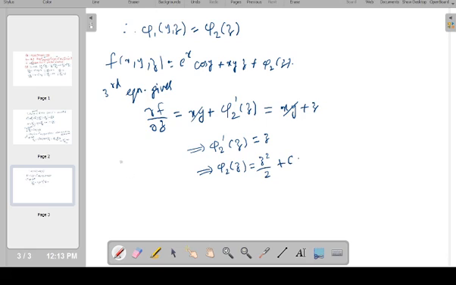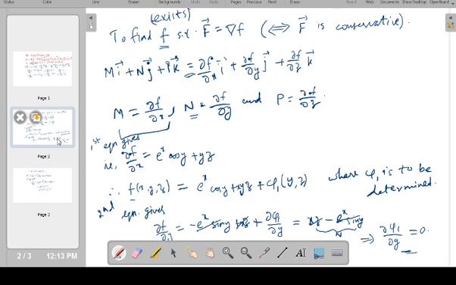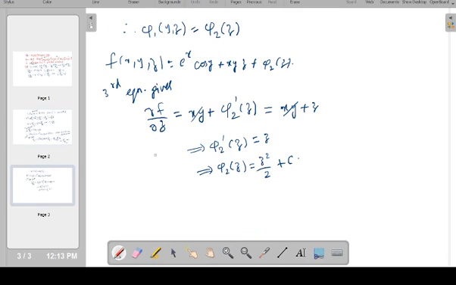So we have determined everything. f of x y z. Yeah, here it is. Therefore f of x comma y comma z equals e to the power x cos y plus xyz plus phi2 of z, which is z square by 2 plus a constant.